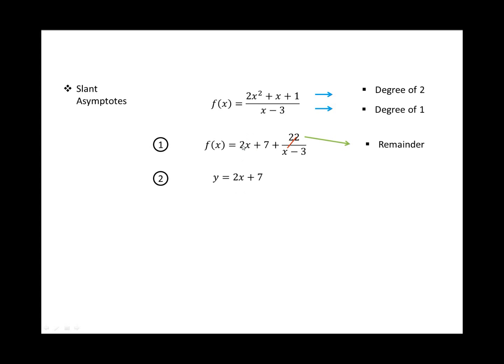This new equation that we get, 2x plus 7, is actually the equation of our asymptote. So now we have a linear equation for our asymptote because the difference in degree of the numerator and the denominator was exactly 1. If this difference was, say, 2 or 3, then you would get a quadratic or a cubic asymptote, and that would just make it more difficult to graph. But the concept still remains the same. Now that we have the equation of our asymptote, we can graph.